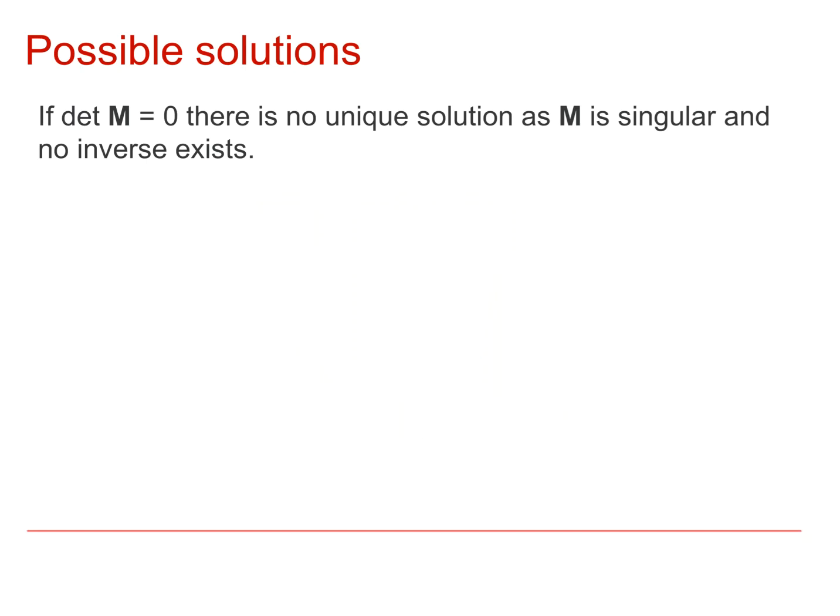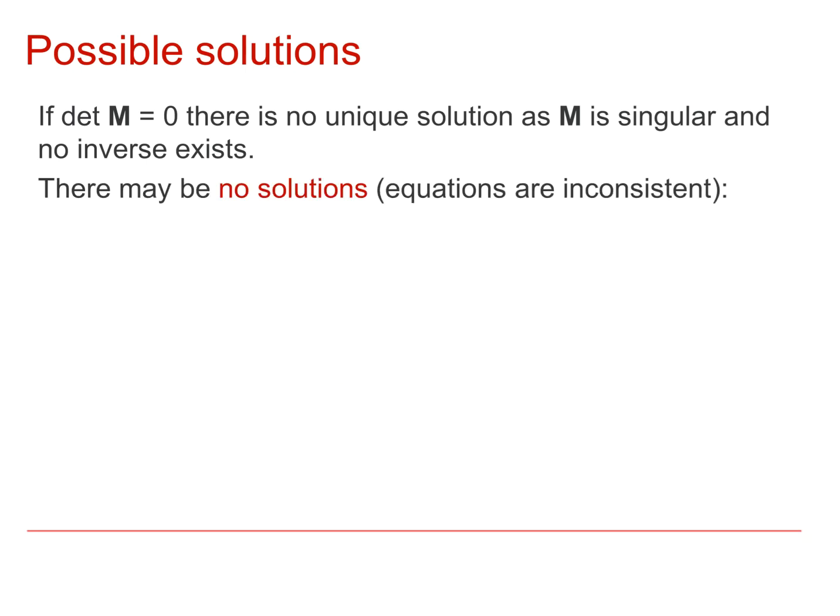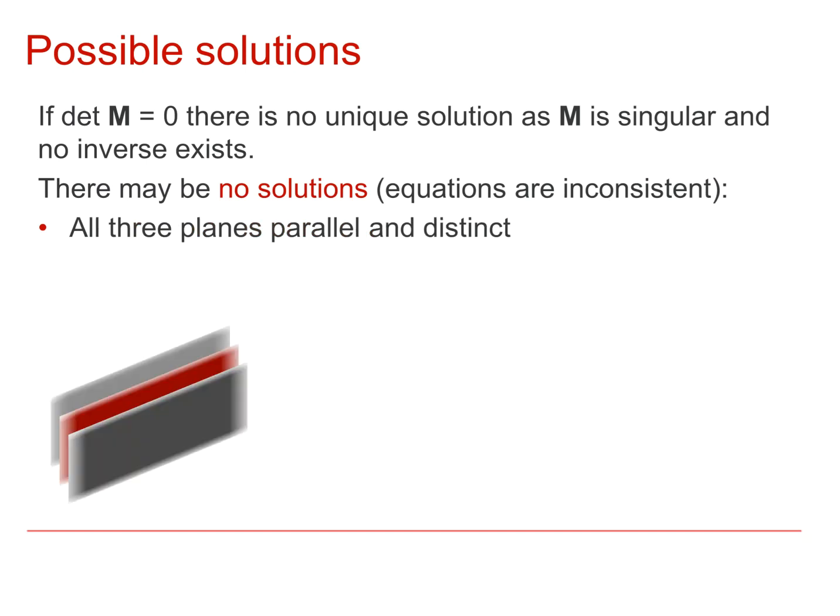Alternatively, if the determinant of M is 0, there may not be any solutions at all. The equations are inconsistent. And there are 3 distinct ways that the planes may be arranged. It may be that all 3 planes are parallel and distinct, like this.